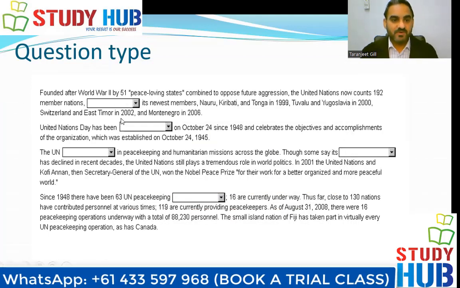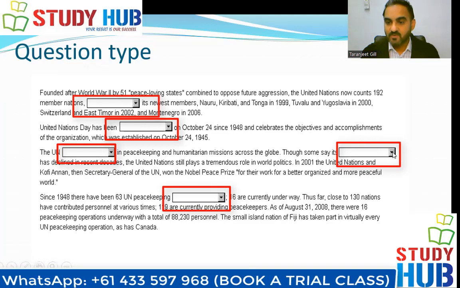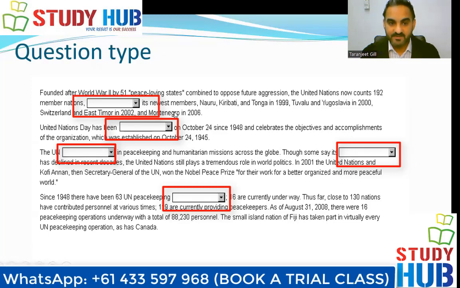This is what the question will look like. You will have a few blanks over there, and each blank will have a drop-down box. In that drop-down box, you will normally have 4 options to select. You need to select the right option that will go into that blank.